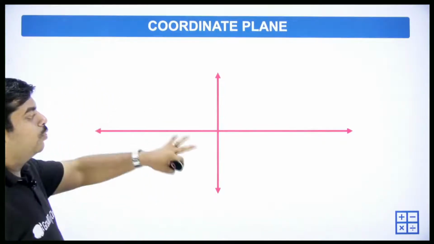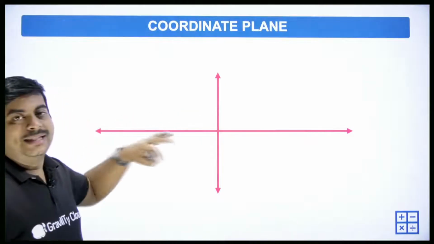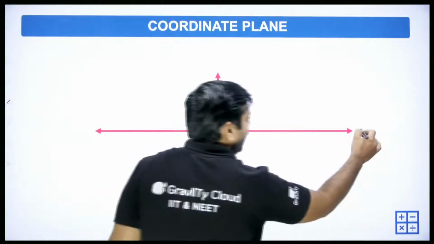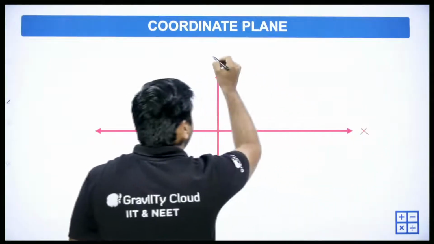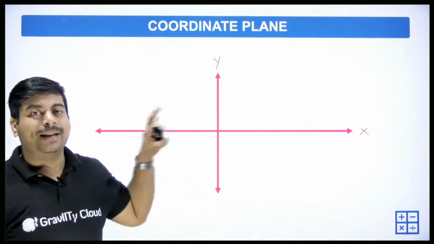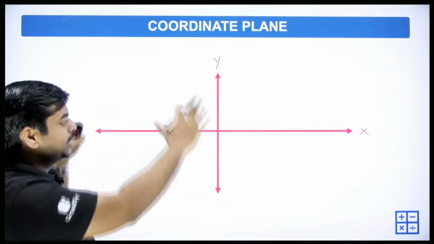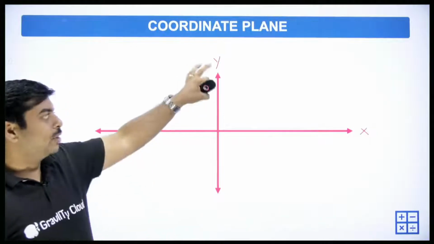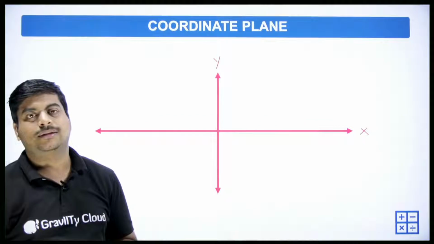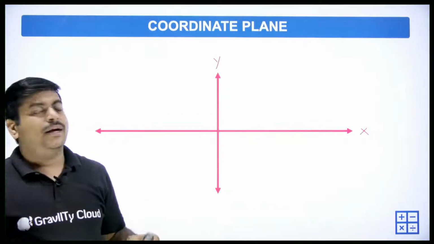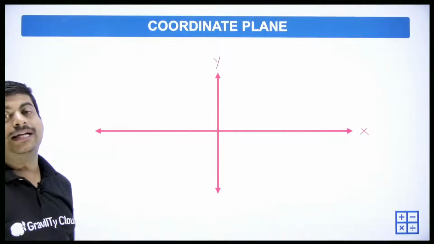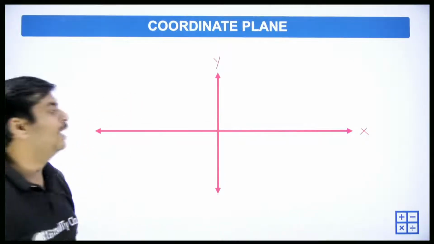So we have two perpendicular lines, one horizontal line and one vertical line. The horizontal line is always called the x-axis and the vertical line is called the y-axis. This xy plane means the surface, the screen which you are seeing is a plane. The paper you are writing on is a plane, right? It's just a plane.